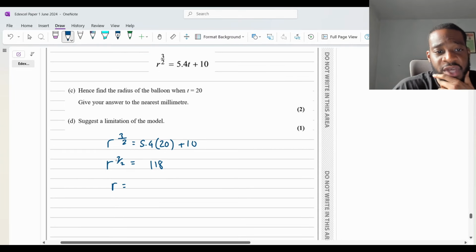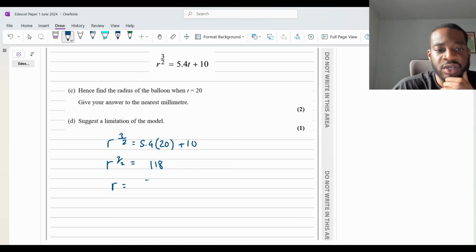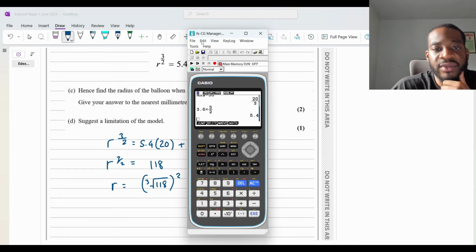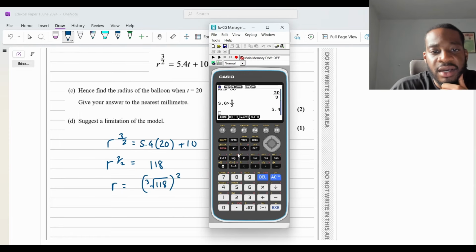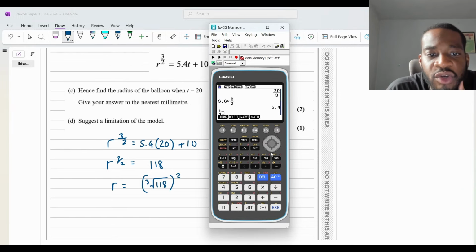We just need to, that's to the power of 3. So we need to cube root it and then we square, don't we? So it's going to be the cube root of 118 all to the power of 2, isn't it? To get that. So put that into the calculator. What do we get? It's going to be shift that one, isn't it? Yeah. Cube root 118. And then we're going to square all of that, aren't I?